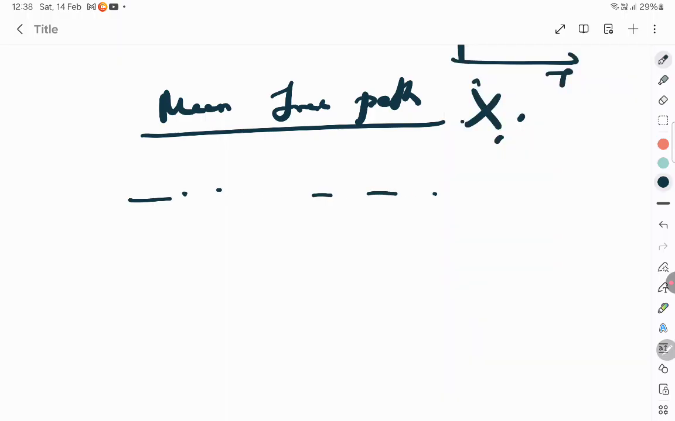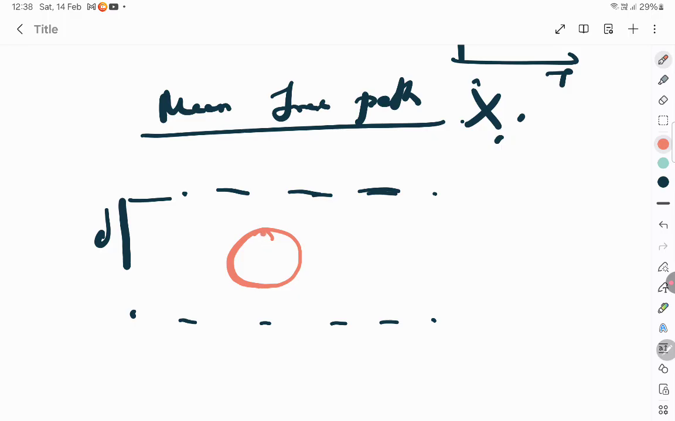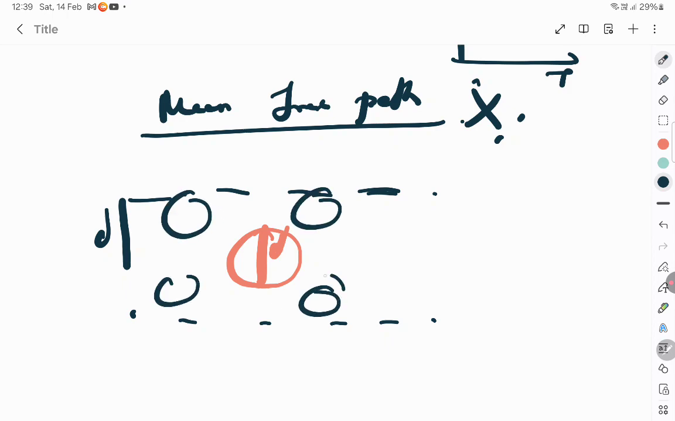Imagine a cylinder which consists of a number of molecules. The cylinder's radius is d, in which you consider a molecule, an atom A or molecule A, which has a diameter d. The diameter of the molecule is d, whereas the radius of the imaginary cylinder is small d. At any instant, consider all other molecules in the space to be static. They all have diameter d, but they are not moving. Only this molecule A is moving.